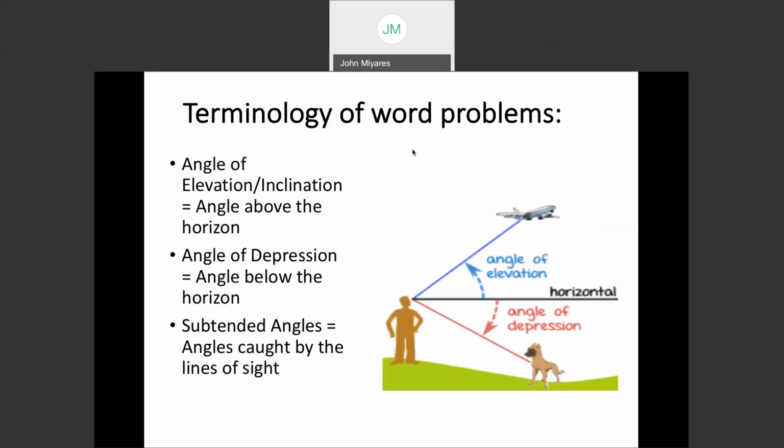Here's a diagram of that situation. We have a standing person looking up at a plane and down at a dog. The angle above the horizon, or above the horizontal line, is the angle of elevation, and the angle below the horizontal line is measured as the angle of depression. The subtended angle would be the entire angle formed between the airplane, the person's eyesight, and the dog.